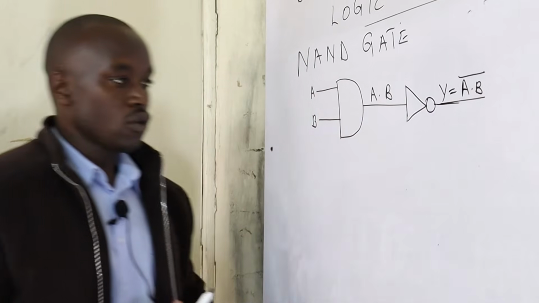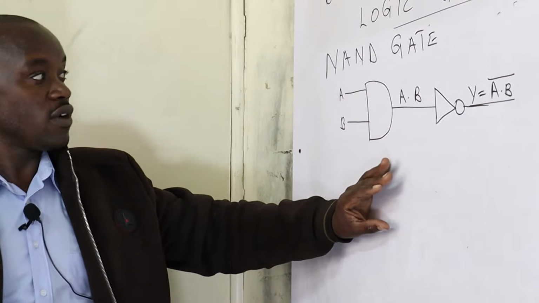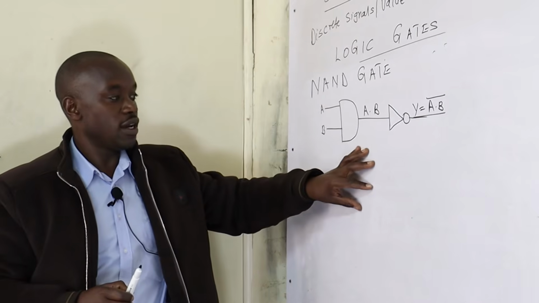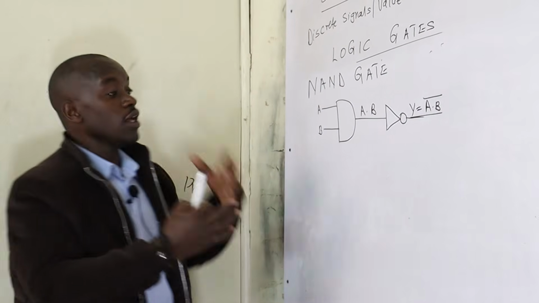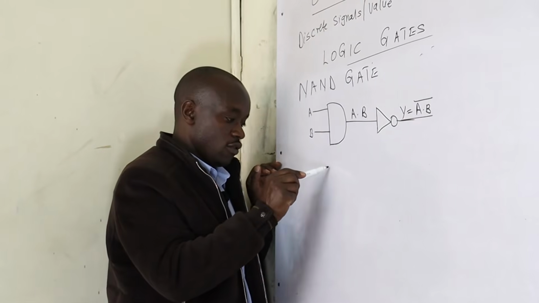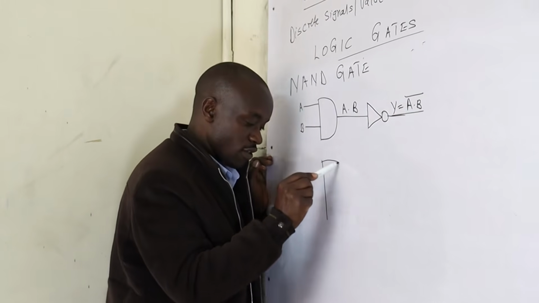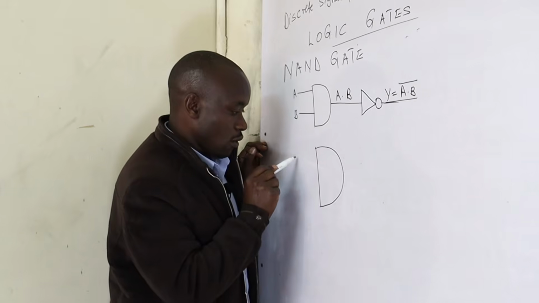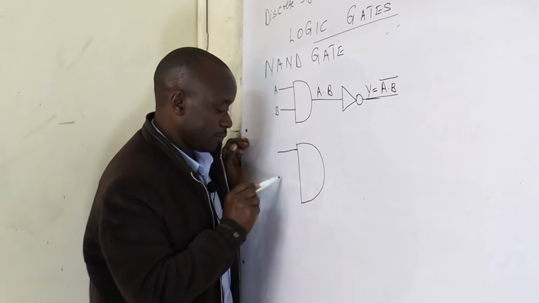NAND gate. But this is not the symbol of a NAND gate. I now want to draw the NAND gate symbol, and then draw the truth table to show how it appears. So the NAND gate will be this way. This will be the symbol with the inputs A and B.